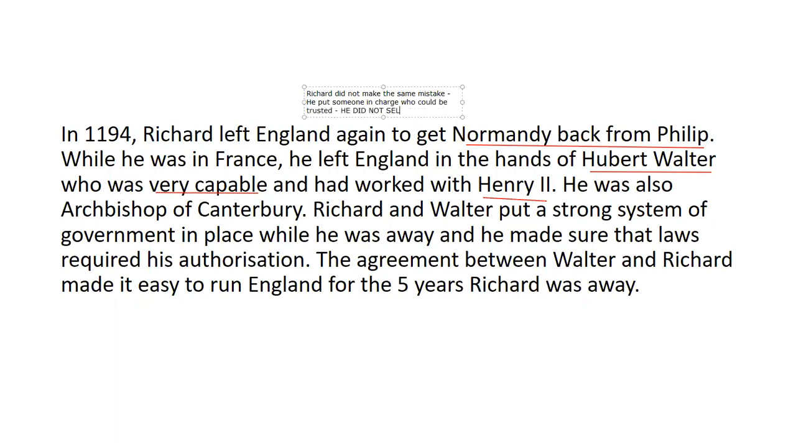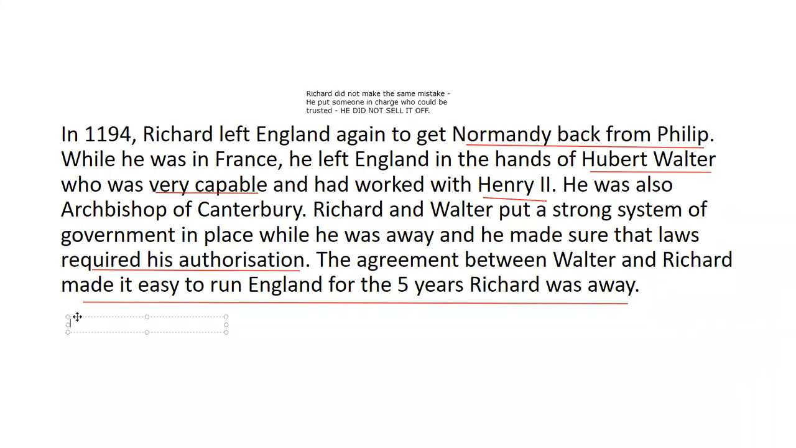He did not sell it off like he did with William Longchamp. Richard and Walter put a strong system of government in place while he was away, and he made sure that laws required his authorization. So Richard still controlled England while he was away. The agreement between Walter and Richard made it easy to run England for the 5 years that Richard was away. Once again, this makes it a lot easier. This shows that Richard didn't neglect the throne because he put a better system in place while he was away.